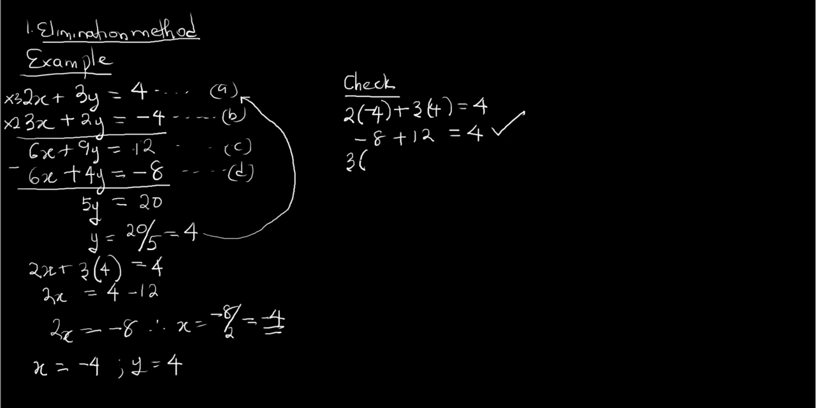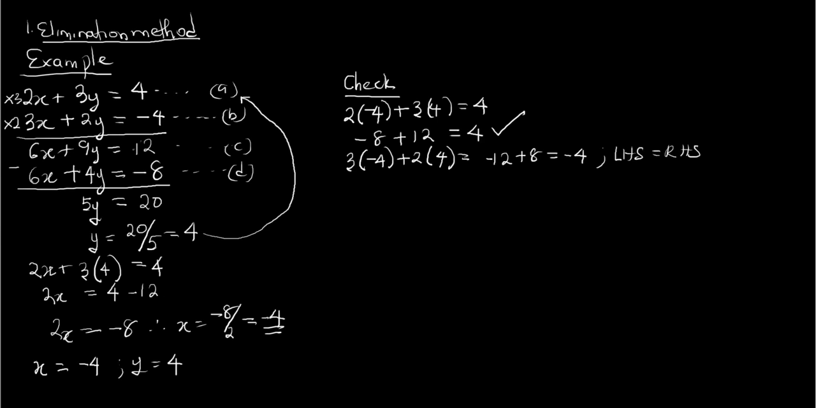So 3 into minus 4 plus 2 into 4 should give us minus 12 plus 8. And if you do that correctly, you should get minus 4. So you can see that for sure the left hand side of the equation is equal to the right hand side of the equation. So we're now pretty sure that we've got the answers for the variables correct. So that's pretty much the elimination method.